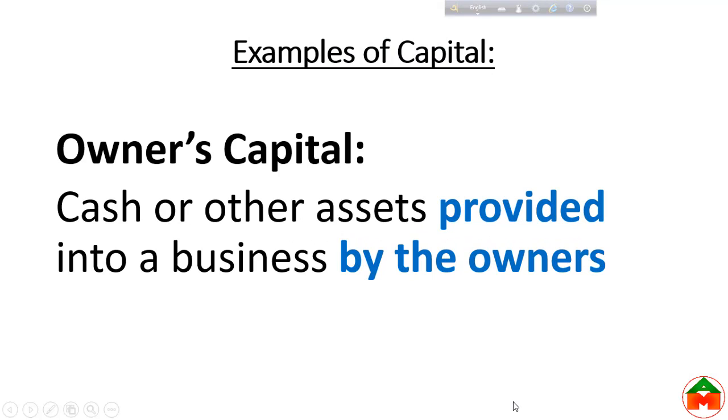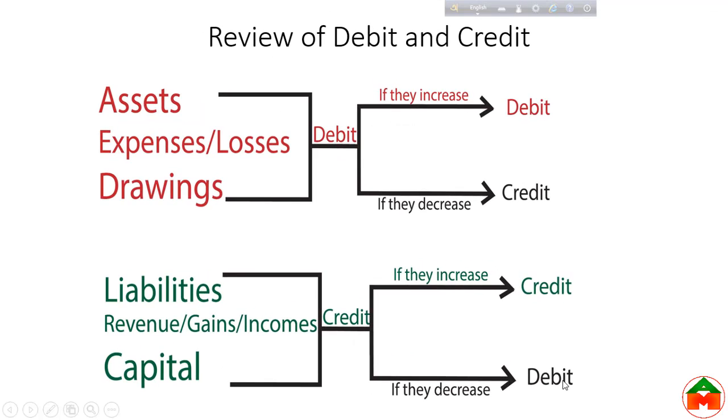So what is capital? Capital is cash or other assets provided into a business by the owners. So anything given or provided by the owners to a business is considered as capital. We have seen some examples of assets, expense, drawing, liabilities, revenue, and capital. So these assets, expense, and drawings will be debit if they increase. On the other hand, if they decrease, they will be credit.